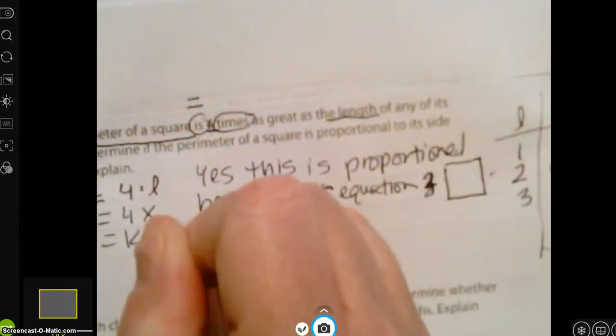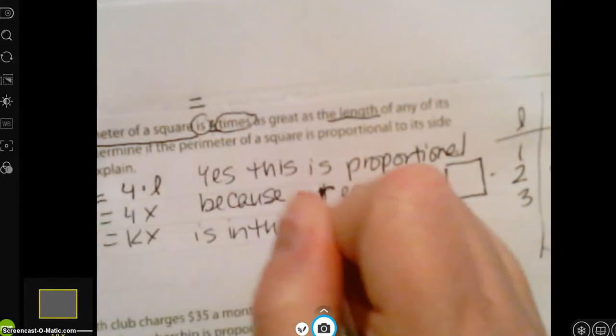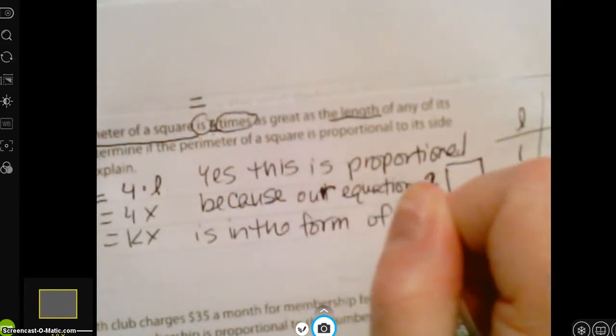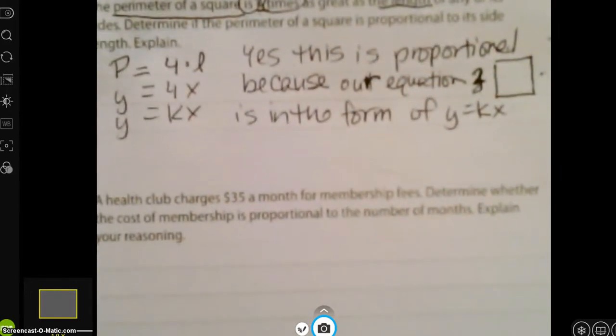So it's saying, is this proportional? Yes, this is proportional, because our equation is in the form of y equals kx. Okay? We can write that. That's one reason that I can prove that this works. Because it's y equals kx, that means it's proportional.